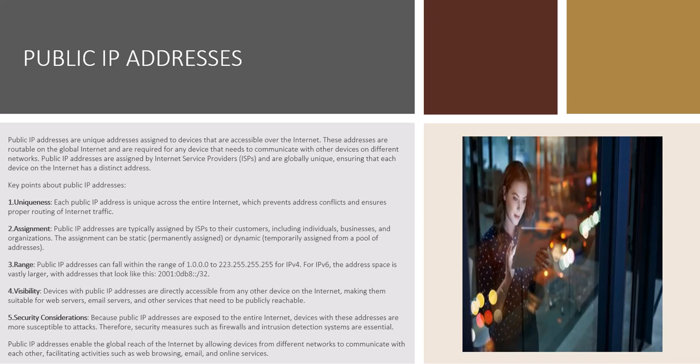Now, the range. Public IP addresses can fall within the range of 1.0.0.0 all the way to 223.255.255.255 for IPv4, and for IPv6 it is very large. It's 2001:0db8::/32.